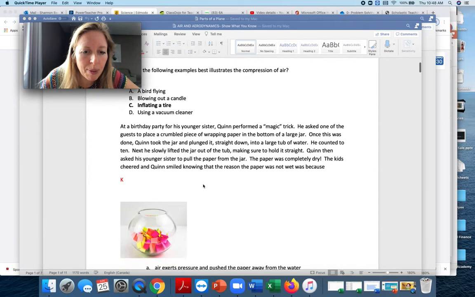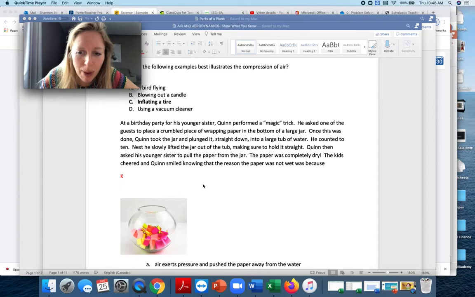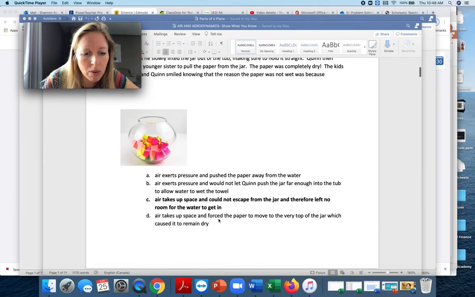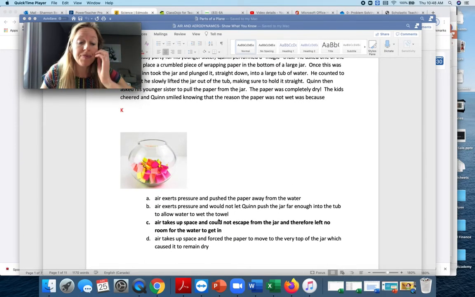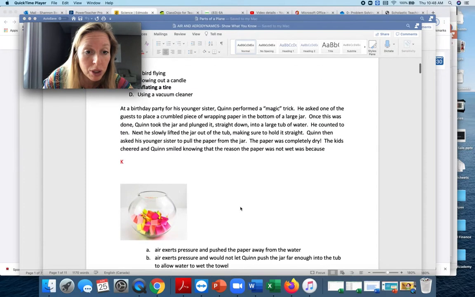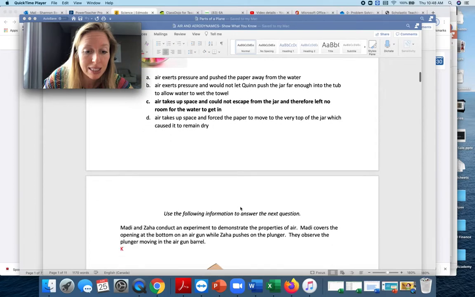Okay, next one. At a birthday party for his younger sister, Quinn performed a magic trick. He asked one of the guests... Okay, so this is like the paper diver one, right? So he put the crumbled paper in here, turned it upside down. The kids cheered and Quinn smiled, knowing that the reason the paper was not wet was because air takes up space and could not escape from the jar, and therefore no room was left for the water to get in. So the answer for number two, which is a knowledge-based question, is C.